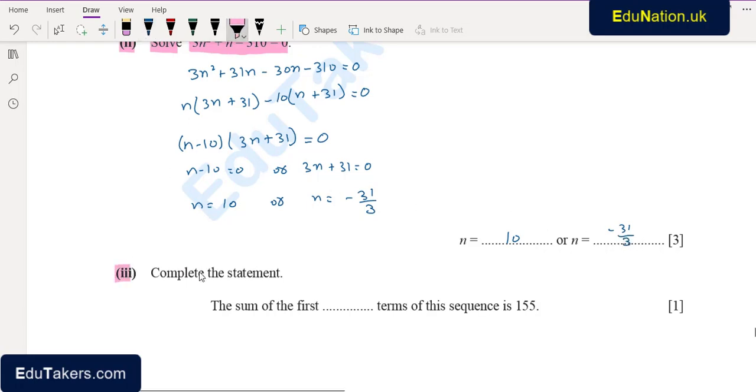Part 3. Complete the statement. The sum of the first dash terms of this sequence is 155 and the positive root is 10. So the sum of the first 10 terms of this sequence is 155.